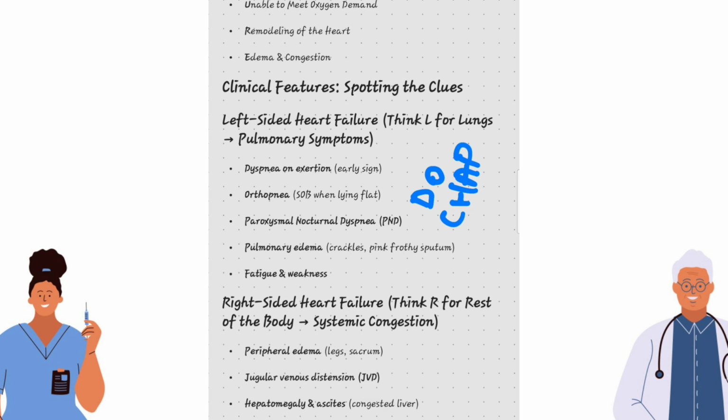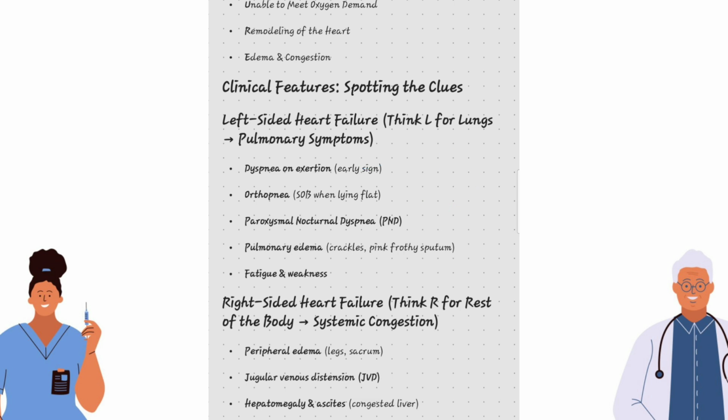Then right-sided heart failure, think R for the rest of the body. So the patient will have ascites, weight gain, hepatomegaly, edema, anorexia, and distended neck veins. That's jugular venous distension.